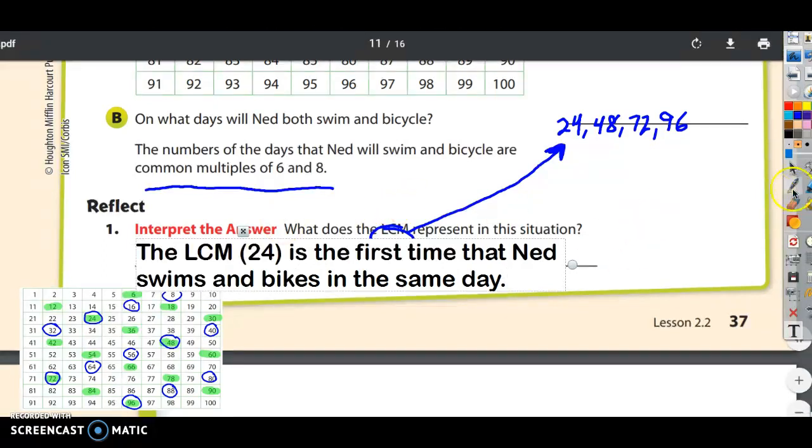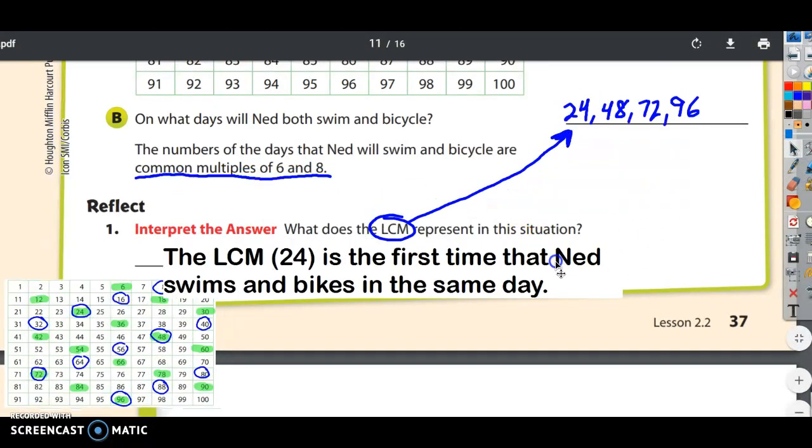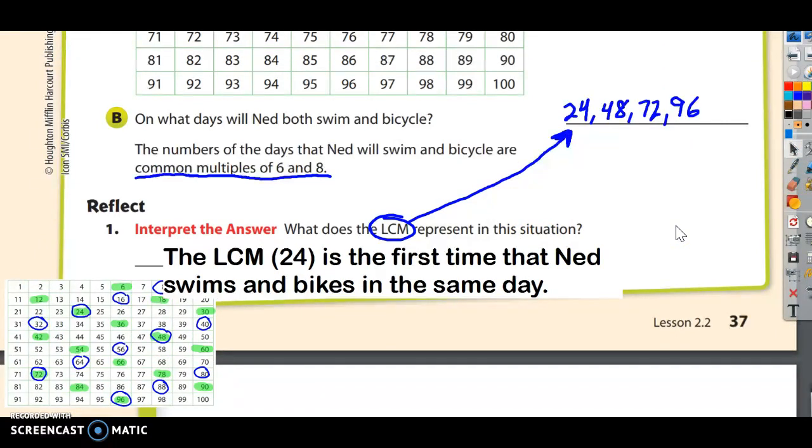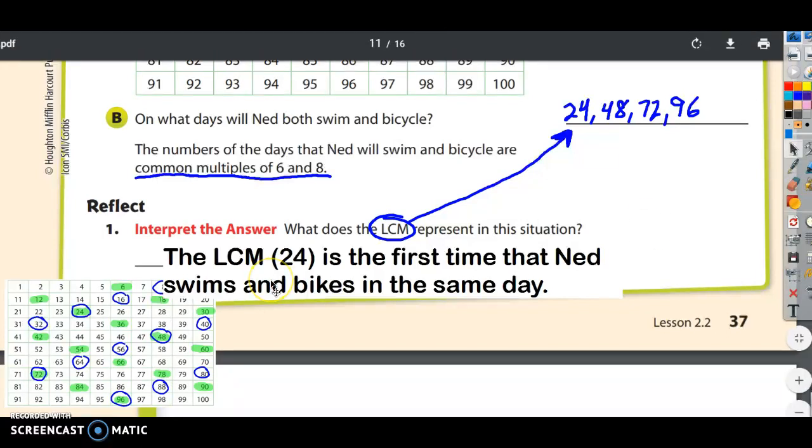So if somewhere in the question we were asked, when is the first time that Ned swims and bikes in the same day? Well, it's the 24th day. That's the LCM. Okay, good job. You are done with page 37.